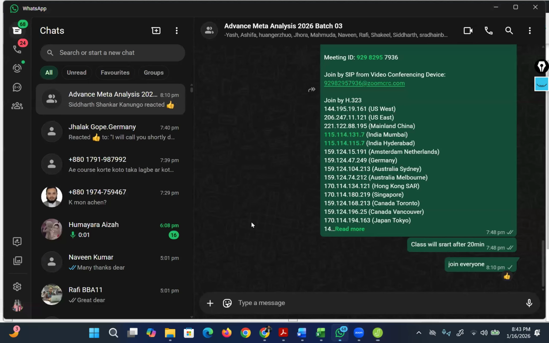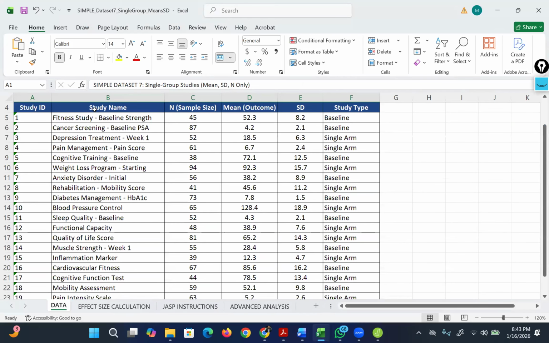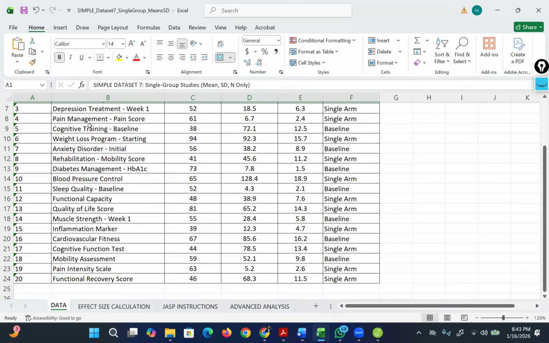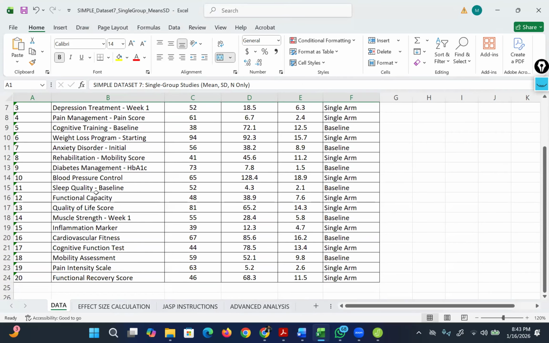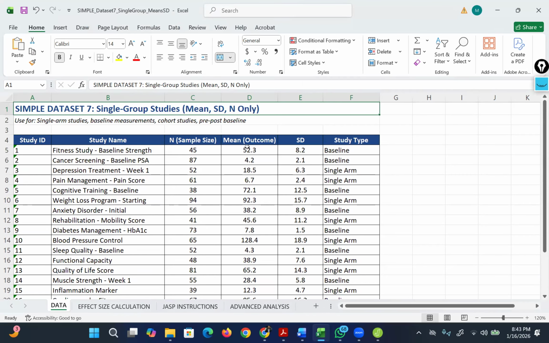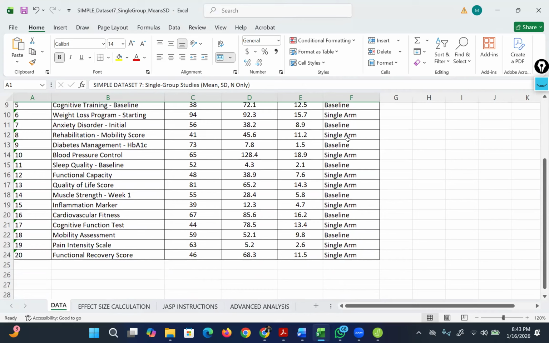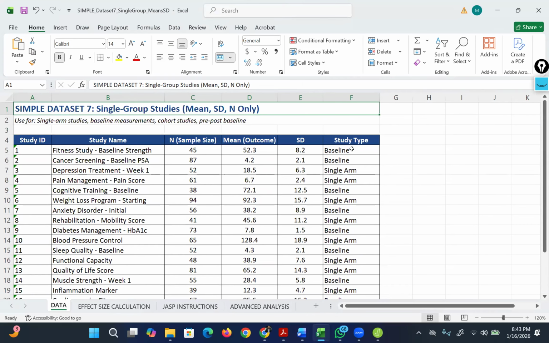If you look at the effect size here, and our studies, if you look at the study names like fitness study, baseline strength, cancer screening, depression, there are so many studies. It's just a hypothetical study that we're talking about. It's not a real study. It's a hypothetical study, and their sample sizes are given, mean outcome are given, standard deviation are given, and study type are given. So study type is not that important, but however, we can always use it.